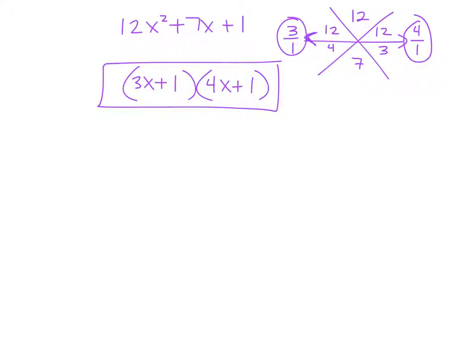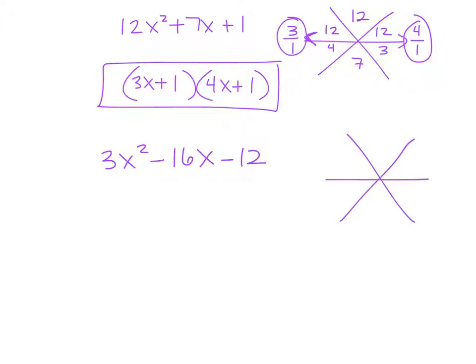Let's do this one. 3x squared minus 16x minus 12. What's going to go on top? Negative 36. You're doing negative 12 times 3. What goes on bottom? Negative 16. And your a term is 3.